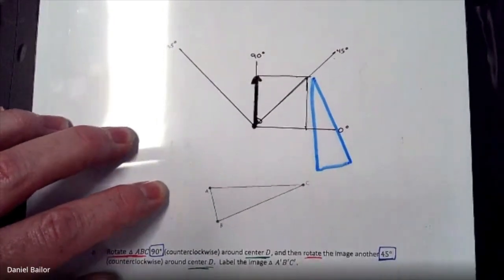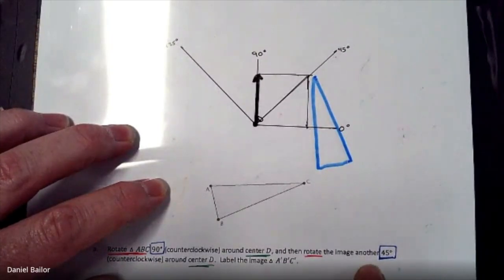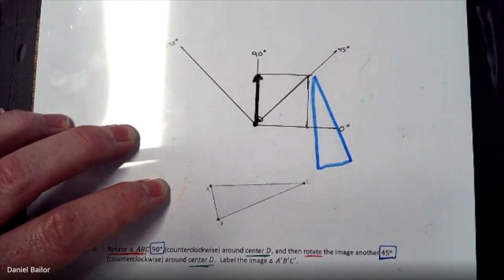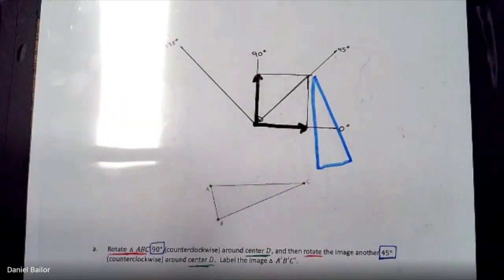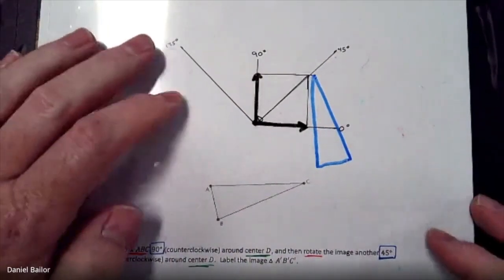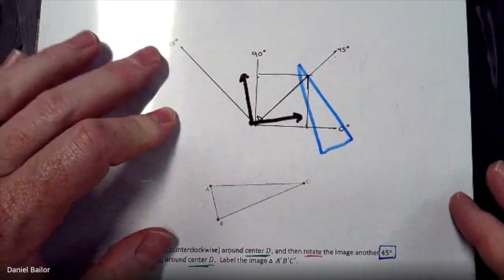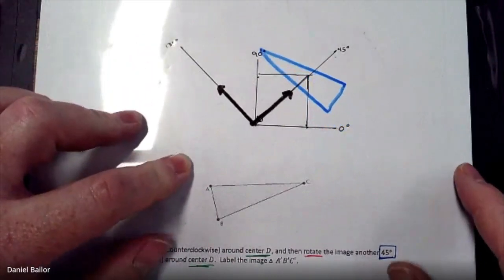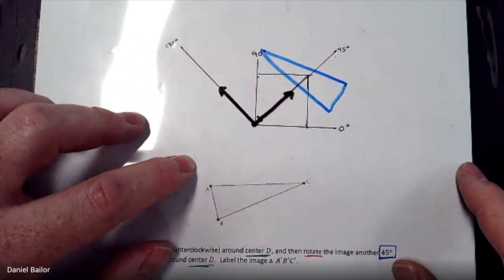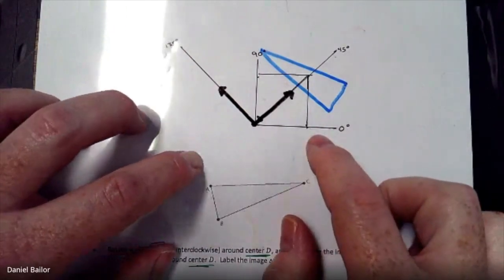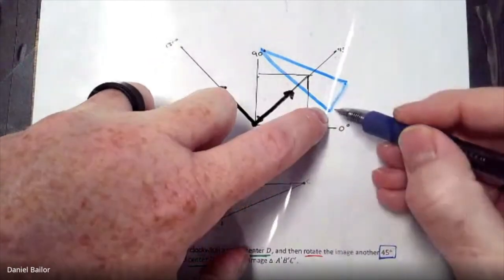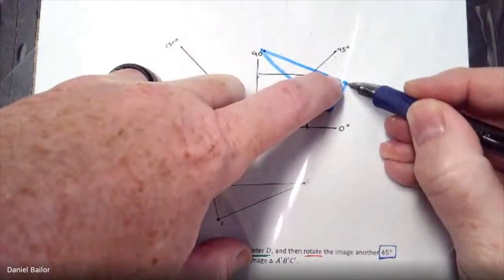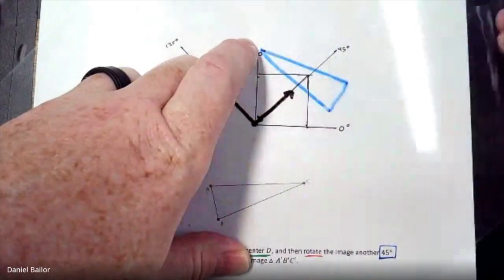Then the next step said rotate 45 degrees around D. So I'm going to put another arrow, and this time I'm going to stop when it gets to 45 degrees, which is right there. So I did 90 and then I did 45. Let me draw where my triangle goes. Let me sneak my points in under the transparency.